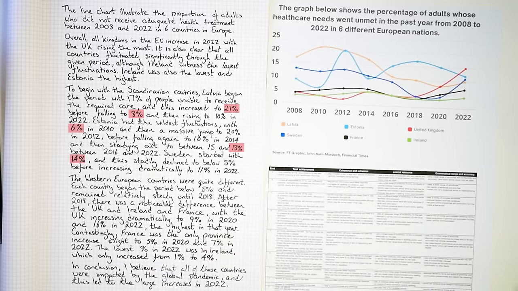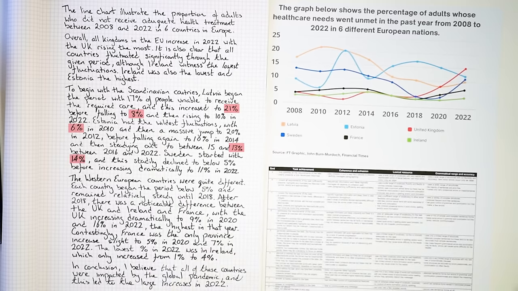The UK saw the most dramatic increase from the lowest in 2012. So they had the best healthcare system of these six countries in 2012 to the worst. That is very, very significant, especially if you're like me, you're sitting in the UK right now. And you'll notice that we haven't included any data in here. You should not include specific data. Dates are okay, but you shouldn't include any percentage or values or anything like that.